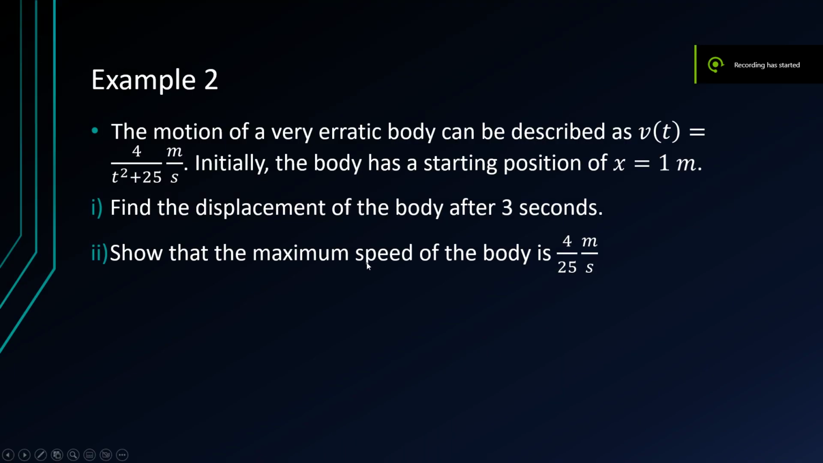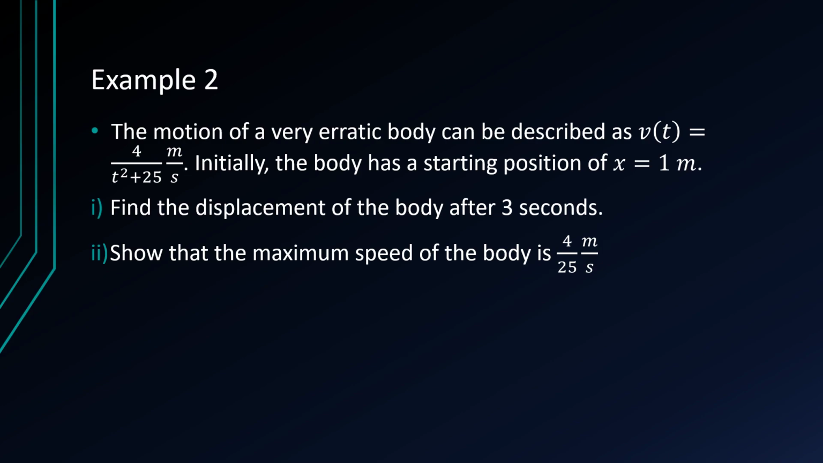So here I have a much trickier example of motion with calculus. The motion of a very erratic body can be described as v of t equals 4 divided by t squared plus 25 meters per second. Initially, the body has a starting position of x equals 1 meter.